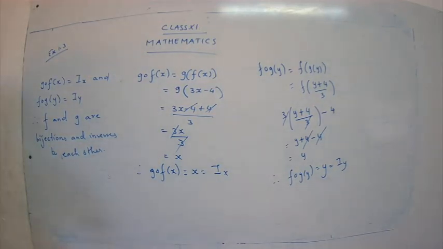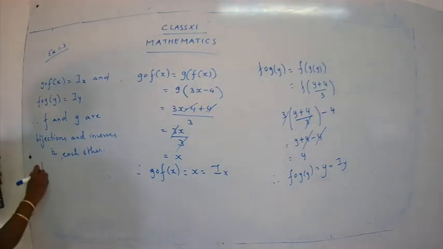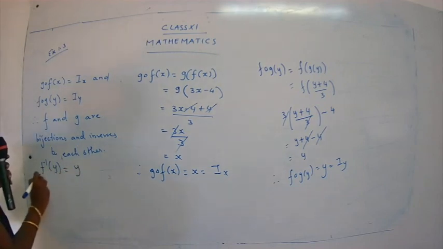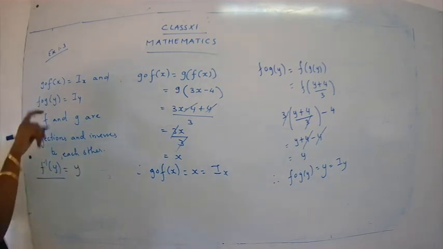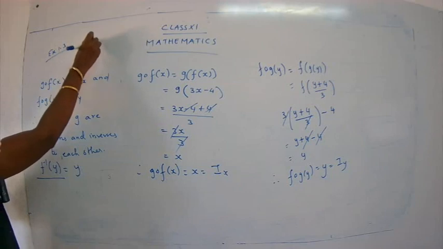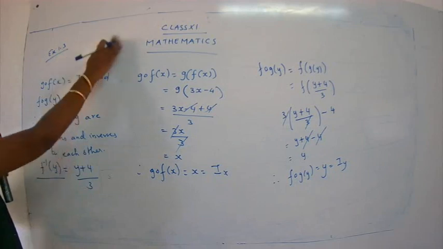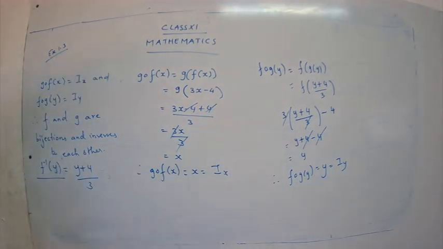Okay, so now we have to write the value for f inverse y first. What is f inverse y? You are going to write the value for x. What is the value for x? y plus 4 upon 3. So how to write f inverse y? Write the value for x, or write the value for g of y. So you get y plus 4 upon 3. Yes, so the inverse is y plus 4 upon 3.